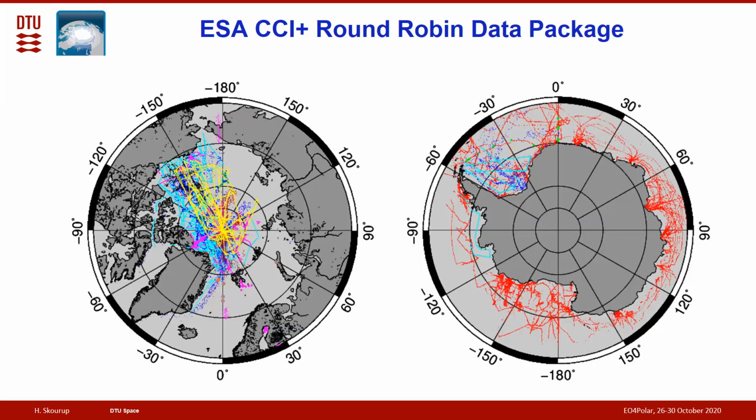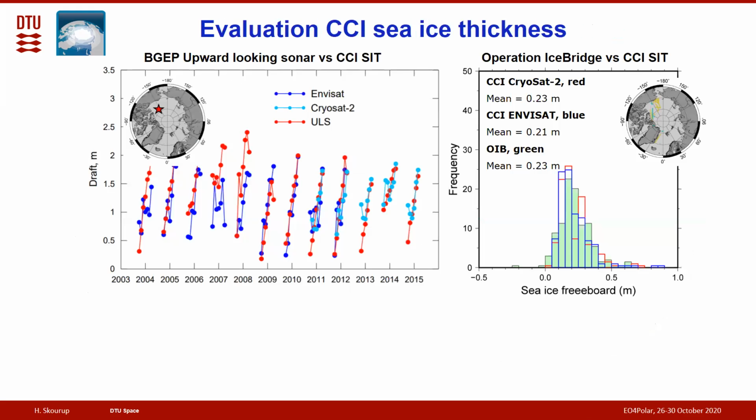If we look at the regional distribution of the validation data, we have a good coverage in the Arctic, except for the Russian Arctic, primarily covered by first-year ice. In the Antarctic, we have much sparser data, and most of the data we have is present in the Weddell Sea and less in the Amundsen Basin.